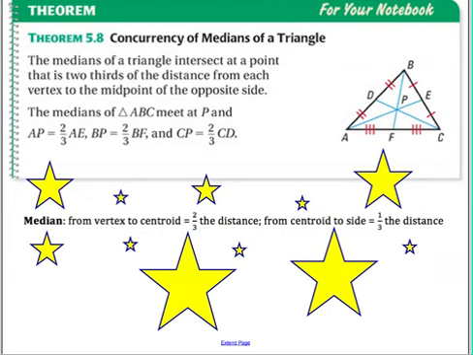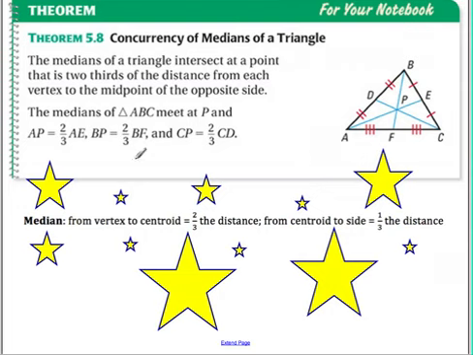By the way, I wanted to make sure that you knew that this was kind of an important concept, this stuff here at the bottom. The median, from the vertex to the centroid, is going to be 2/3 the distance, and from the centroid to the other side is going to be 1/3 the distance. So this part right here is 2/3, this part's 1/3. This part from the vertex to the center is 2/3, this is 1/3. This is 2/3, this is 1/3.